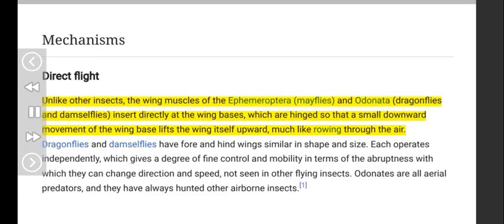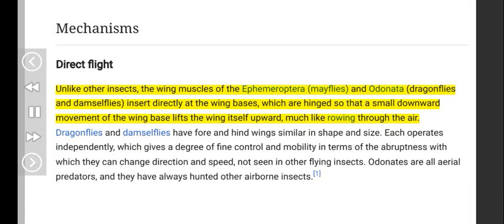Mechanisms. Direct flight. Unlike other insects, the wing muscles of the Ephemeroptera, mayflies, and Odonata, dragonflies and damselflies, insert directly at the wing bases, which are hinged so that a small downward movement of the wing base lifts the wing itself upward, much like rowing through the air.